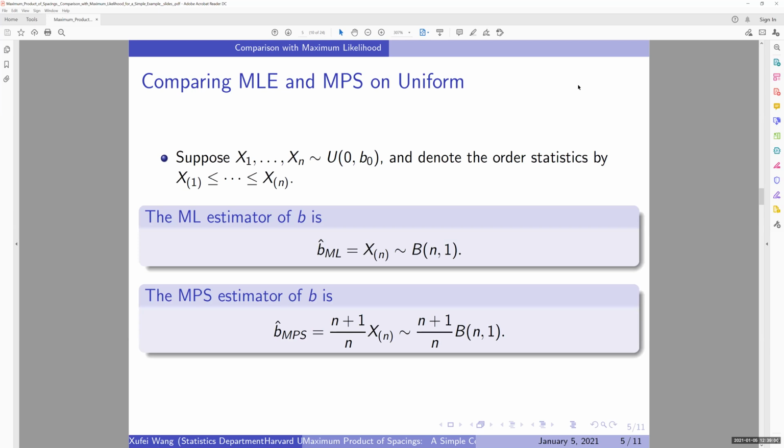For the MLE estimator, we know that the estimate for the upper bound is the maximum of the observations, which follows a beta distribution, I think, scaled by B0. The MPS estimator, because it is estimating the spacing, needs additional spacing between the maximum value and the upper bound. So the estimate is (n+1)/n times the maximum of the observations, X_n, which also follows a scaled beta distribution.